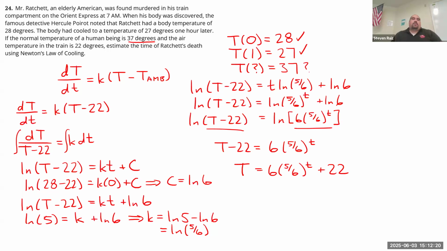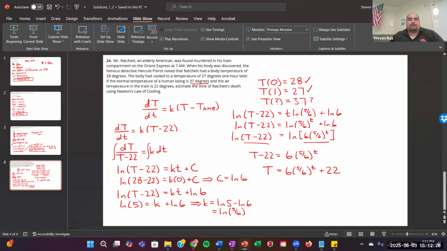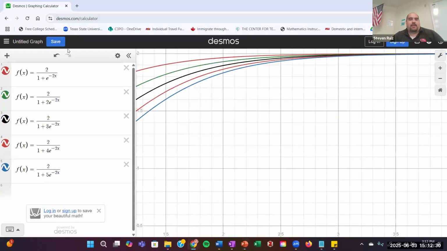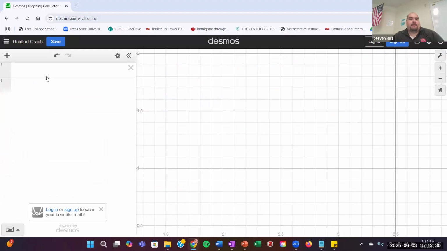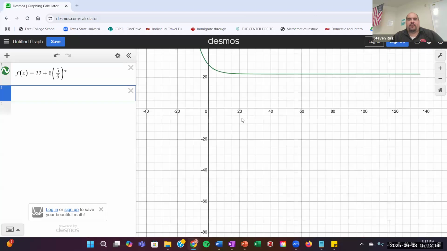I went that far with algebra. I'm going to go back to Desmos and graph this. So f of x equals 22 plus 6 times 5/6 to the x. I'm not anywhere near that scale. So here it is.